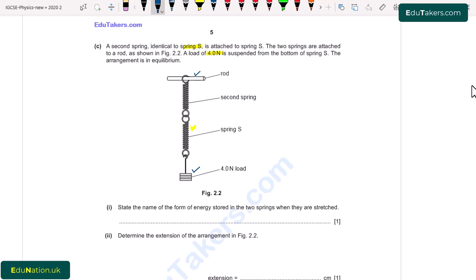Part 1. State the name of the form of energy stored in the two springs when they are stretched. Here we have to tell which form of energy is stored in this spring. As we know, springs can stretch or compress, and the energy stored in them will be elastic potential energy. So I write here elastic potential energy.